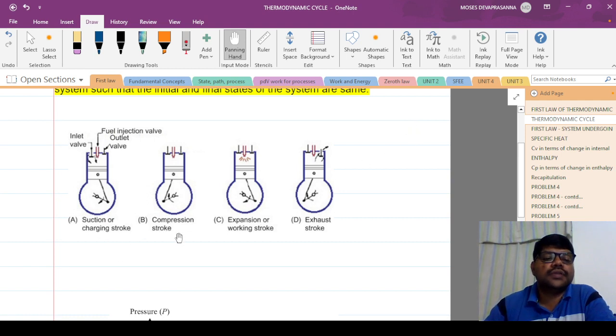The four processes taking place in a four-stroke piston engine are shown here. At the beginning of the cycle, you have the piston at TDC, right? So when the piston is at TDC, let us assume that the volume is V1. When the piston goes to BDC, during the suction process, the volume changes to V2.